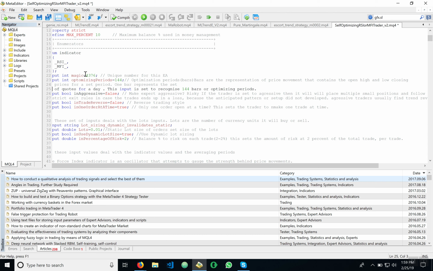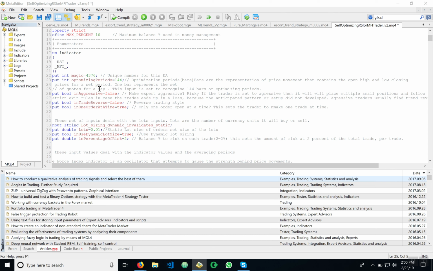First here we have the magic number, which is the unique number for this EA, and secondly the optimizing periods. So the optimization periods or bars are a representation of price movements that contain the open, high, low, and closing prices for a set period. One bar represents the set of quotes for a day. And this input is set at 144 bars or optimization periods.